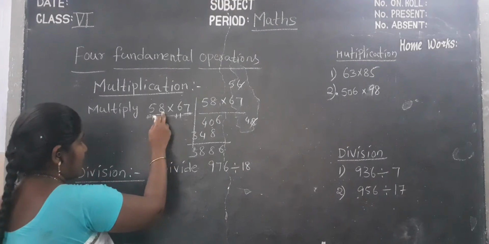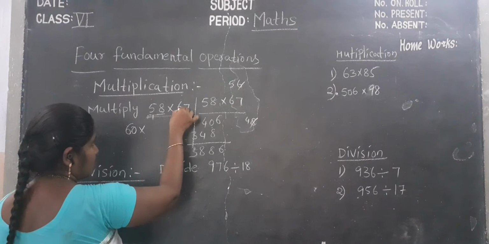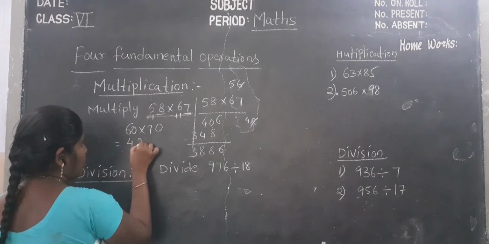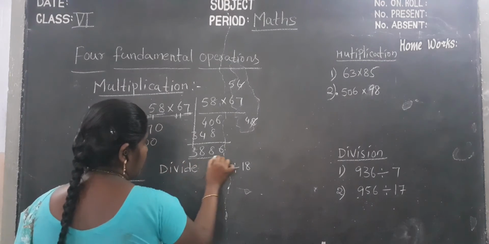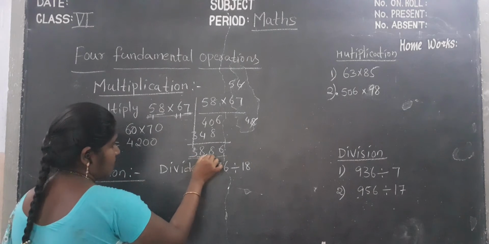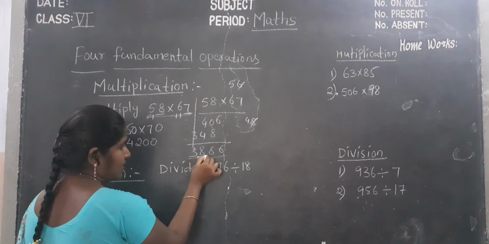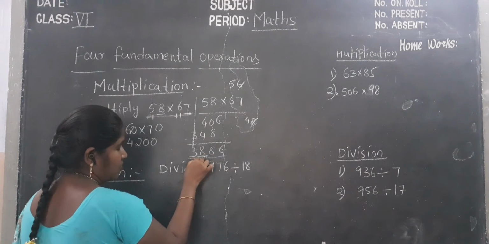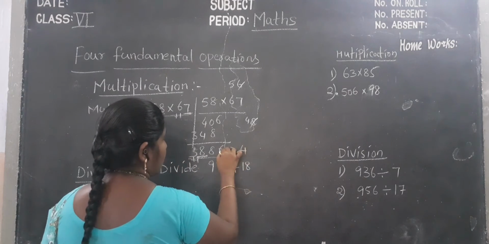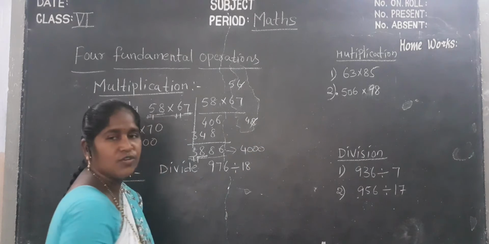See children, 58 rounded to tens means 60. And 67 means 70. So what is it, children? 60 into 70 is 4,200. For this, the estimation of the number is 3,886. How to write, children? Here, in this hundreds place what is the given number, children? 8. 8 means that is greater than 5. Greater than 5 means we should add plus 1 to the thousands place. So that one is 4,000. Like this, 4,200 is nearer to 1,000.